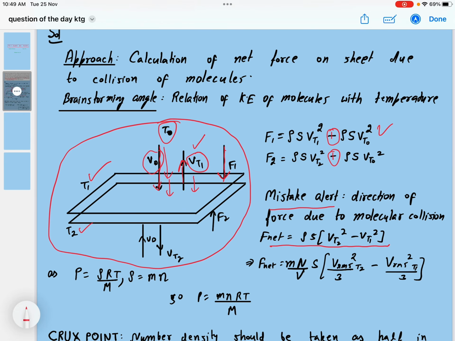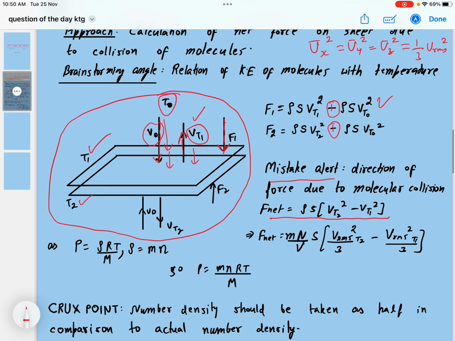These velocities are not such that molecules are striking in one particular direction. These are gas molecules and we know their random nature. If I want the velocity in any particular direction, you can write Vx bar whole square equals Vy bar whole square equals Vz bar whole square equals 1 by 3 Vrms square. That we already know. So a particular velocity in the downward direction I can relate with the RMS velocity. So I'm writing the RMS velocity corresponding to temperature T2, and the RMS velocity corresponding to temperature T1.